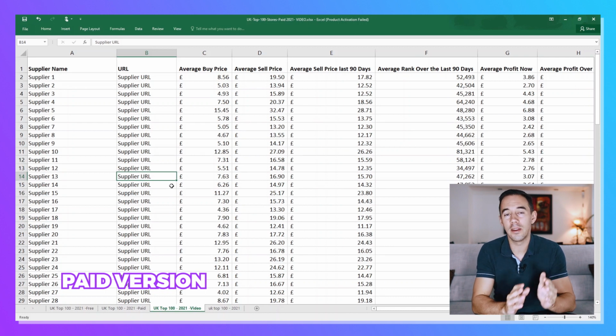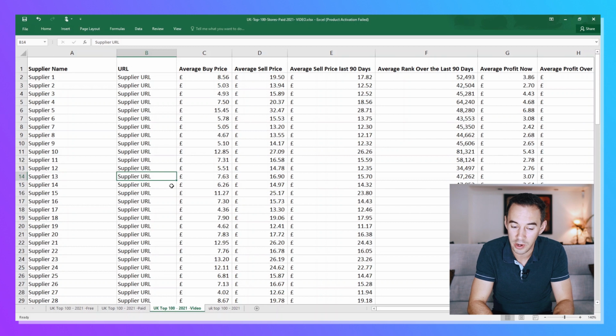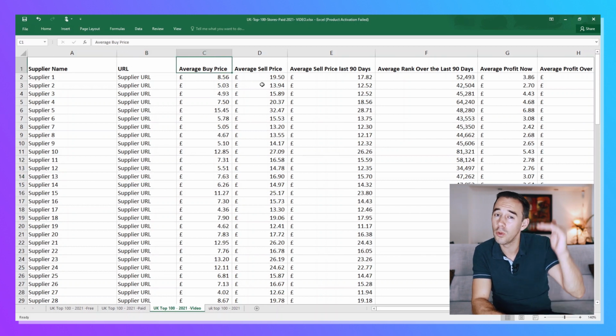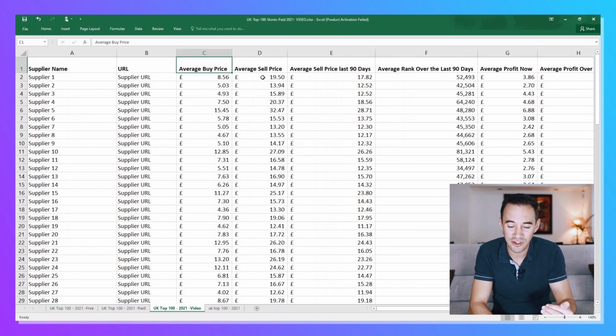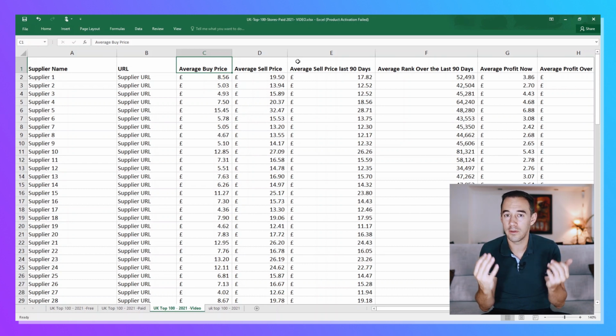Now, quite simply, what I've done is I've hidden the names of the suppliers, and obviously they won't be hidden when you actually pay for it, and also the URLs won't be hidden either, but the data is all here that you're going to see. So quite simply, I've taken the average buy price for all the products that we're buying, or the deals that we're seeing from those suppliers, the average sale price, so you can get a feel for them. But also we've got the average sale price over the last 90 days. So for all the deals that we're finding, we average out the sale price over the last 90 days.